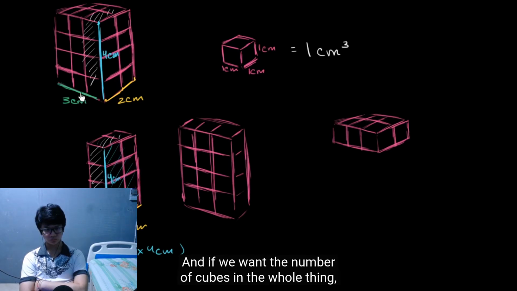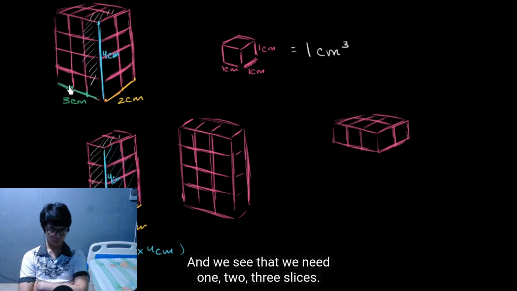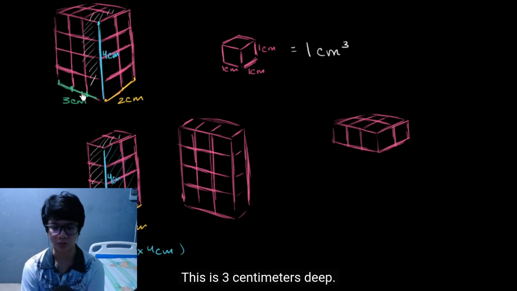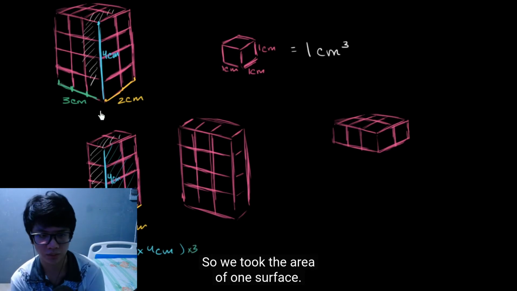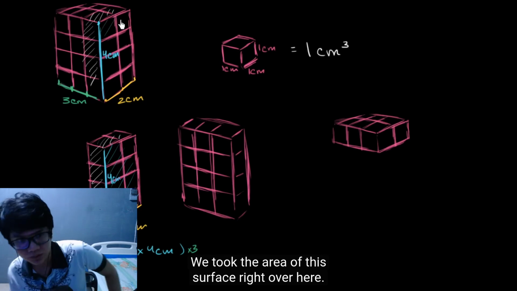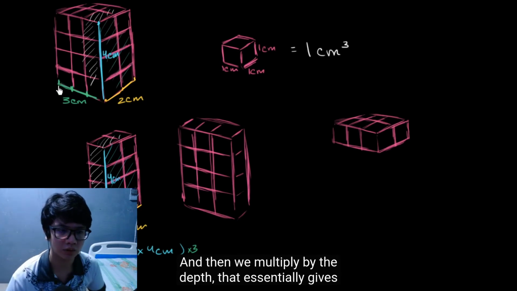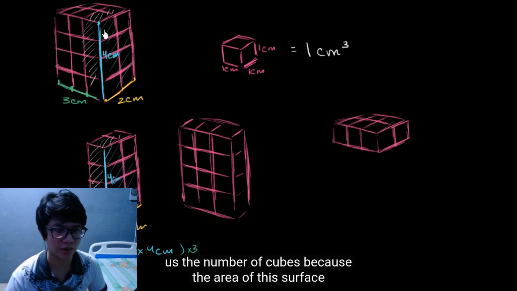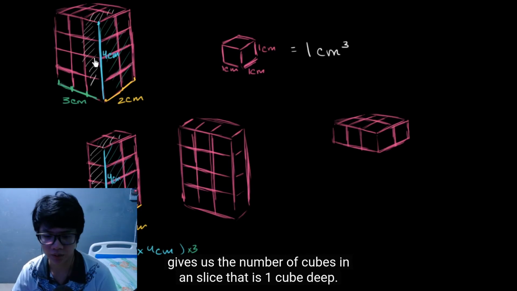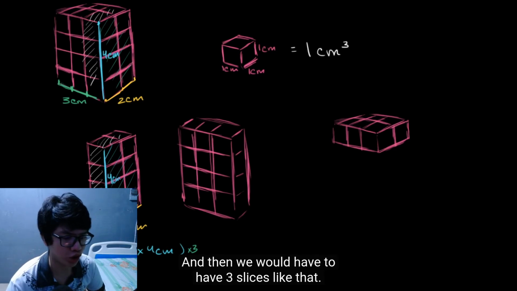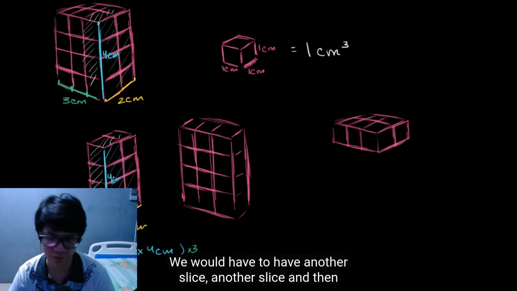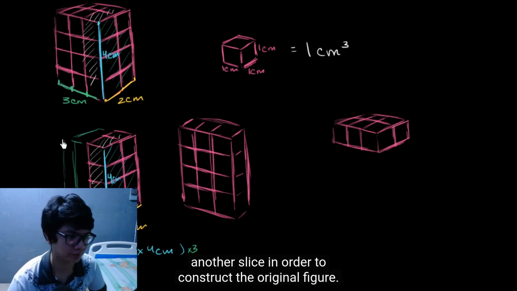And if we want the number of cubes in the whole thing, we just have to multiply by the number of slices. And we see that we need 1, 2, 3 slices. This is 3 centimeters deep. So we're going to multiply that times 3. So we took the area of this surface right over here, and then we multiply it by the depth. That essentially gives us the number of cubes, because the area of this surface gives us the number of cubes in a slice that is 1 cube deep, and then we would have to have 3 slices like that. So this is 1 slice, we would have to have another slice, and then another slice in order to construct the original figure.